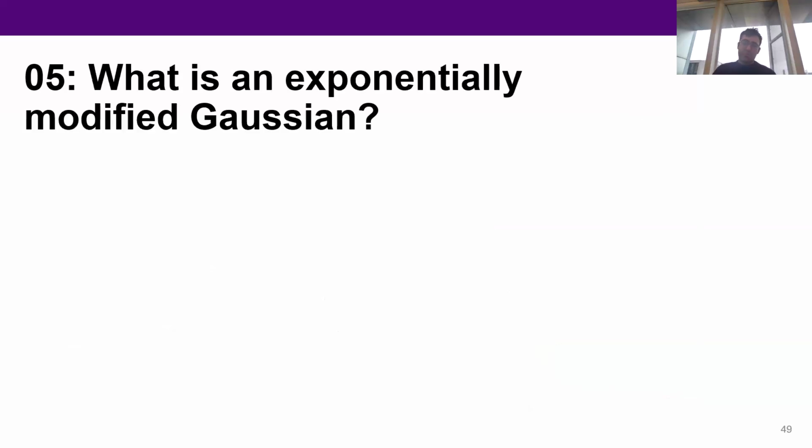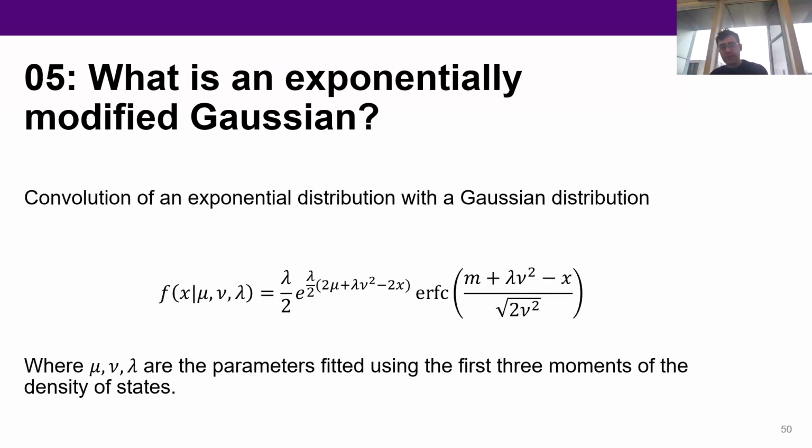So what is an exponentially modified Gaussian? It is simply a convolution of an exponential distribution with a Gaussian, and it's a probability density function with three free parameters, which we can fit quite easily with the first three moments of the density of states. Although its PDF might be slightly complex, since we're actually only interested in the partition function ultimately, given that it's a convolution, it's pretty straightforward to work with.